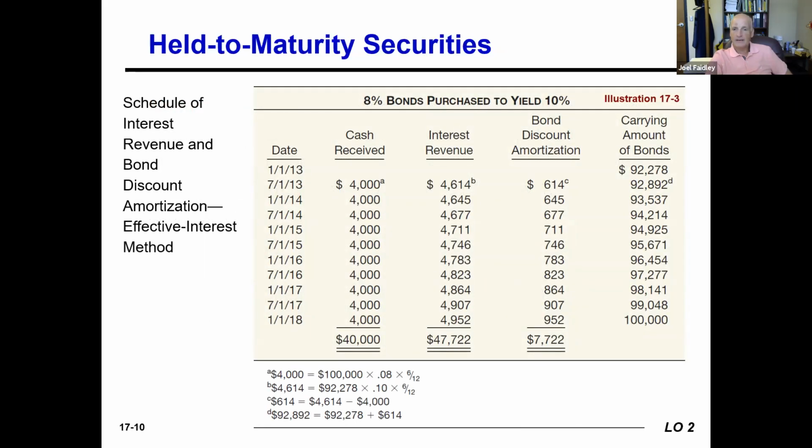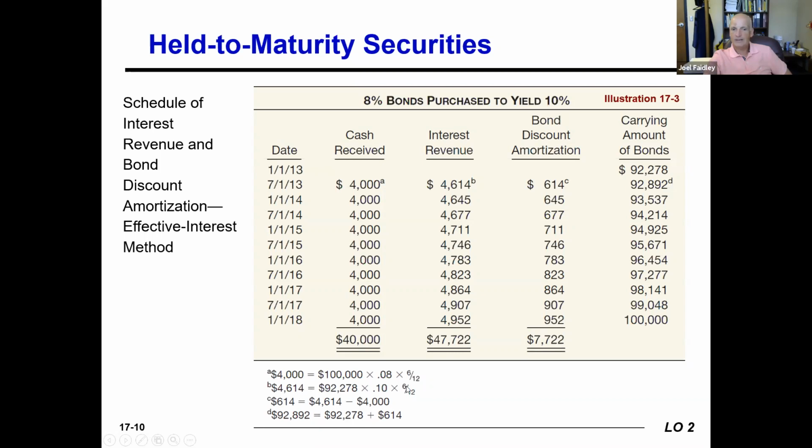All right, so there's my $92,278. There's the cash received, straight 8% on $100,000. Doesn't matter if it's a discount or premium, whatever is stated on your bond that you buy, that's what you're going to get in interest. It's 10 times, 5 years, twice a year. Interest revenue. Again, that's the market rate of interest, which is 10%, which we're multiplying 5% times $92,278. There's the calculation down at the bottom.